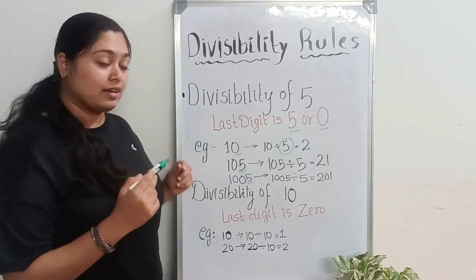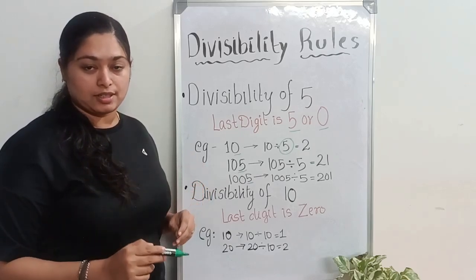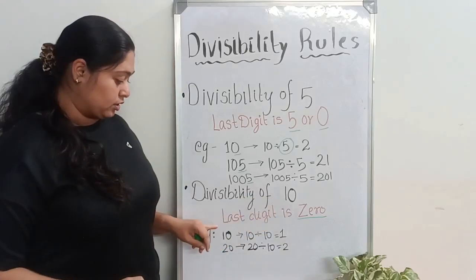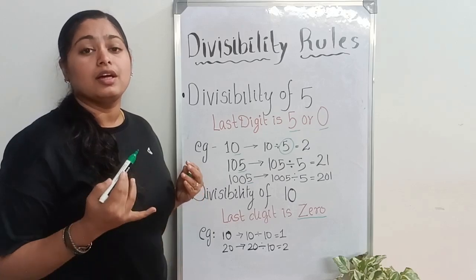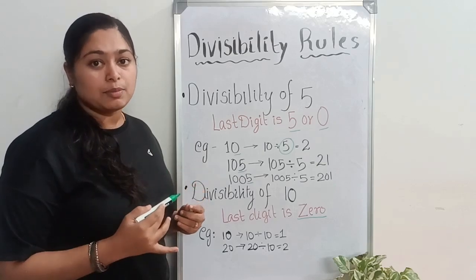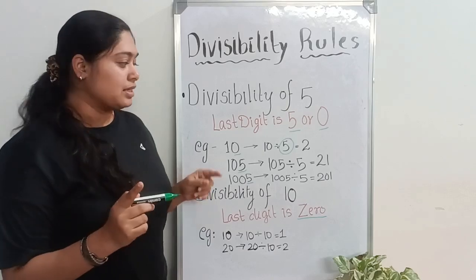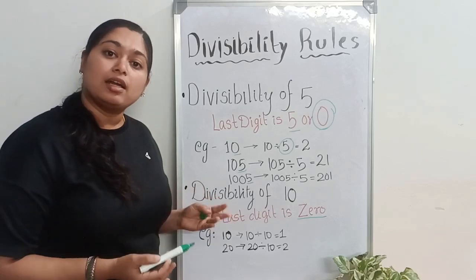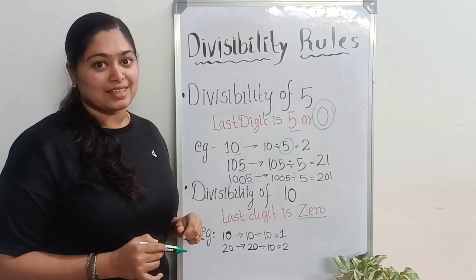Okay. And the next one is divisibility of 10, which is again very easy. The last digit is 0. 10, 20, 100, 1000. Let it be any big number. If the last digit is 0, then please understand that it is perfectly divisible by 10. Also, just remember, since the 0 is also coming in this divisibility rule, that number is also divisible by 5. So I hope that's clear.